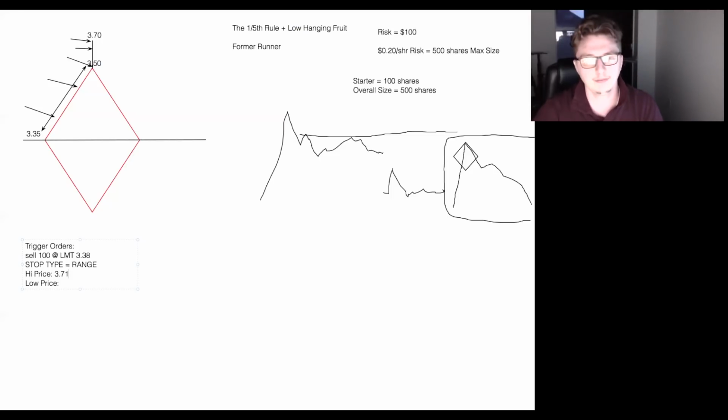That's our risk. Okay. Low price, we're going to try to get 20 cents a share out of each of these trades. Well, let's say you want 10 cents. Who cares? It's up to you. Pick what you want. Let's go 20 cents. Okay. 338. Now what we're going to do is put an order down here, 318. High price is 371. Low price, 318.